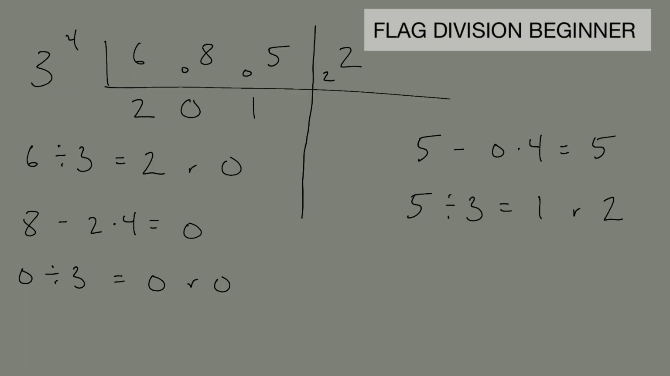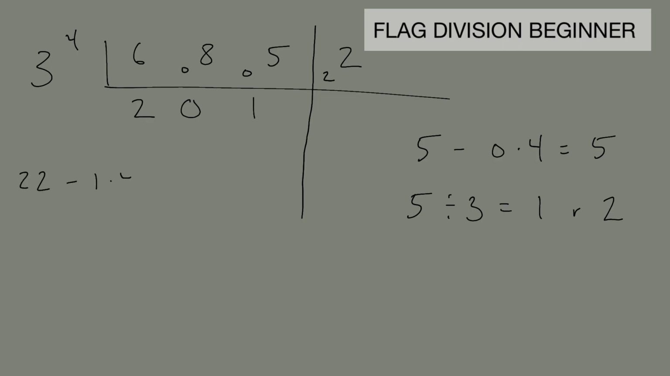Now we're going to start working on the decimal area here. So I'm going to erase a little bit of this. We have this number 22. 22 minus 1 times 4 gives us 18. So we take this number 18 and divide by 3. 18 divided by 3 gives us 6 with 0 remainder.